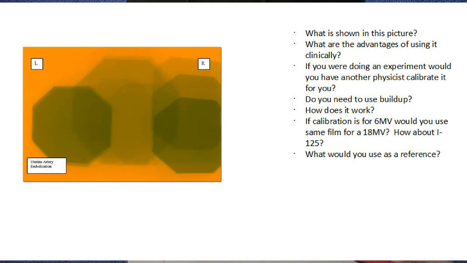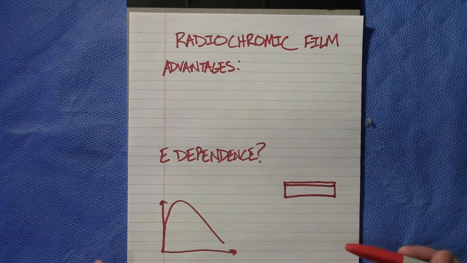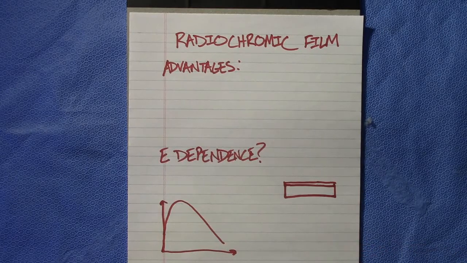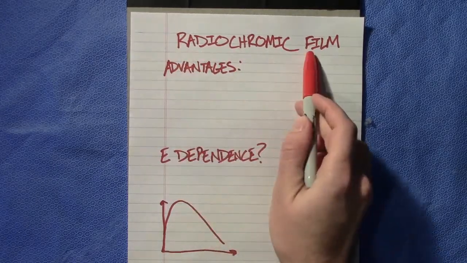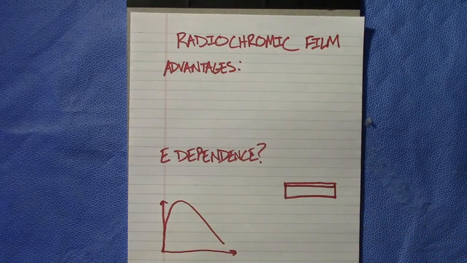So, as suggested on the card at the beginning of the video, you may be seeing a picture of a piece of radiochromic film, and they may simply ask, what is this? What are some of the advantages? So, that film that you just saw on the card, that is Gafchromic film. It's a brand of radiochromic film, and it has many advantages compared to radiographic film.